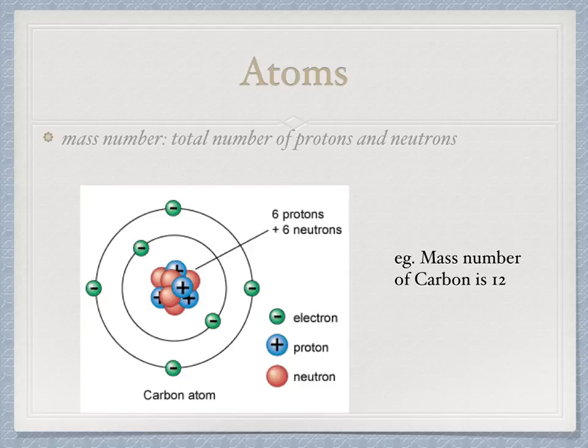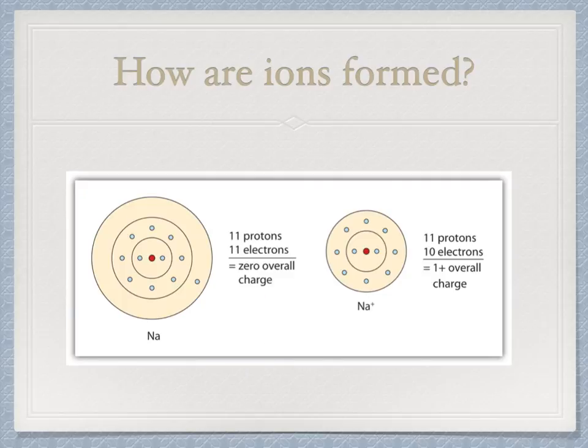If you look at the mass of an atom, we say that the mass of an atom is the number of protons plus the number of neutrons. So it's the total number of protons and neutrons. Remember that electrons' masses are so small that it's negligible. So if you look at carbon, carbon's got 6 protons and 6 neutrons, so we say that its mass is 12.